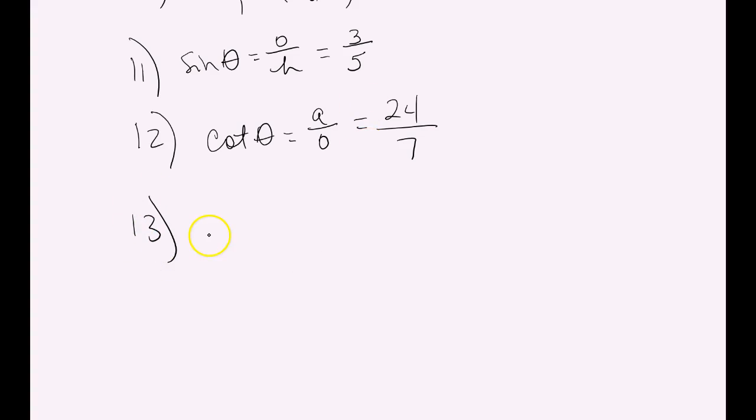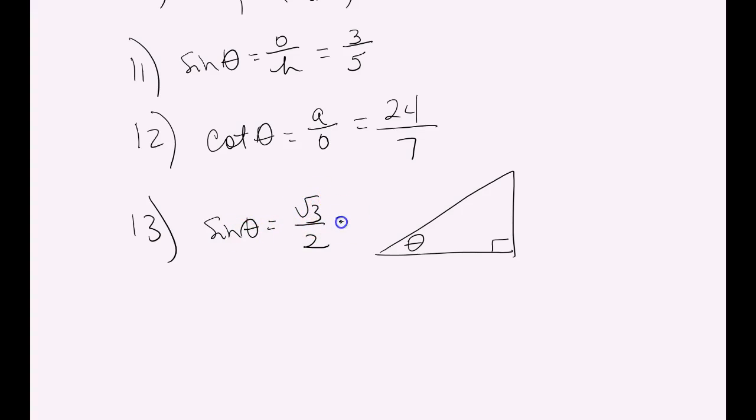Number 13, it wants you to find secant. It's telling you that the sine is root 3 over 2. So I'm going to draw my own picture. I'm going to stick the square root of 3. So sine is what? O over H? Okay. So the opposite is here, the hypotenuse is here, and I need to find that. So a squared plus b squared equals c squared. So a squared equals, let's see, what is that? 3, 1. So this is a 1.